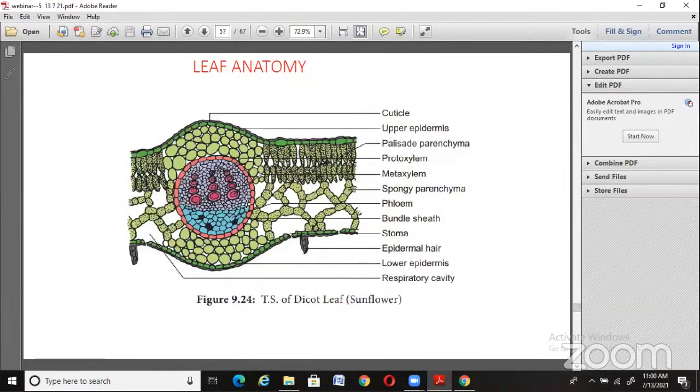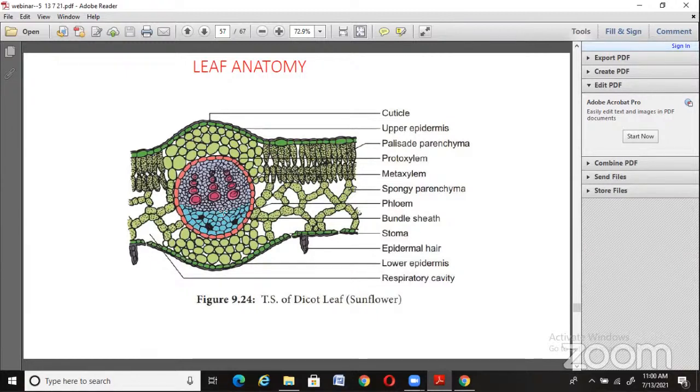Yes, here it is: the bundle sheath. This bundle sheath is a layer which surrounds the vascular tissue. See here, xylem and phloem tissues are there. This is xylem, and the blue color is phloem tissue. Both together are called vascular tissue.